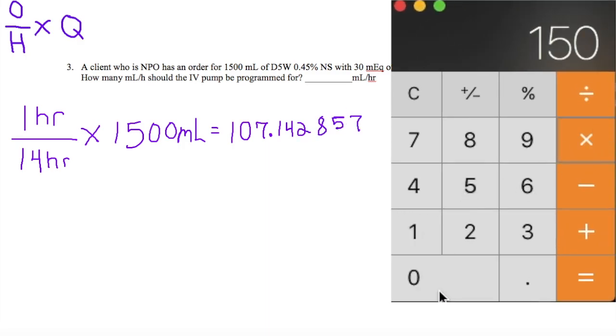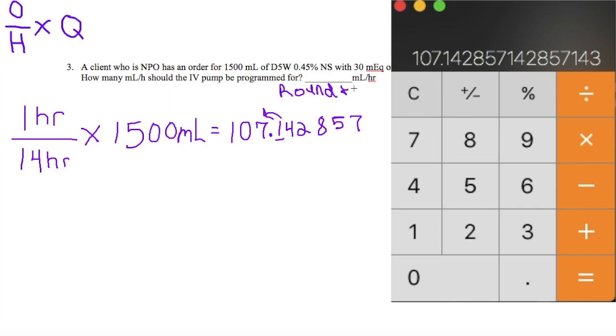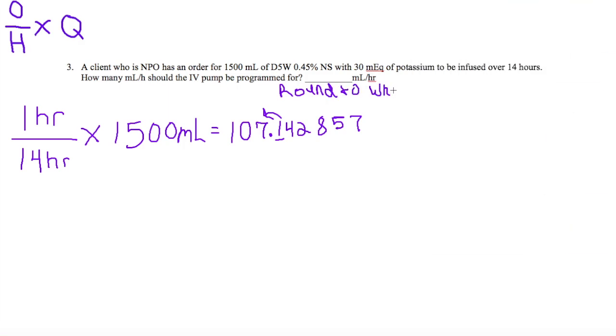107.142857. For this problem, we are going to round to the whole number. What I will advise you to do is follow the directions given to you for each individual problem. It will tell you exactly where to round to. We are rounding to 107 because it is the nearest whole number. When we look at the tenths place, if it is between 0 and 4, we're going to round down. If it's 5 or greater, we will round up. Rounding to the whole number, we are going to end up with 107 mils per hour.